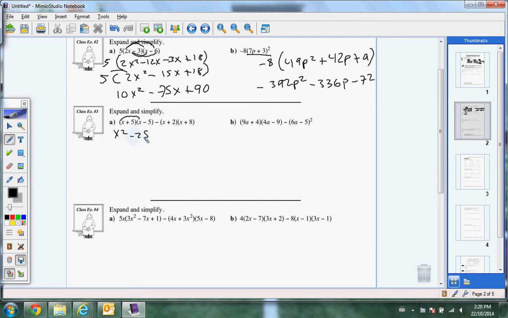Good, and that's all that's left. Okay, when they're opposites, it's that simple. That's what Chris was talking about a little earlier. Okay, and then this one I actually have to FOIL because they're not the same and they're not opposites.